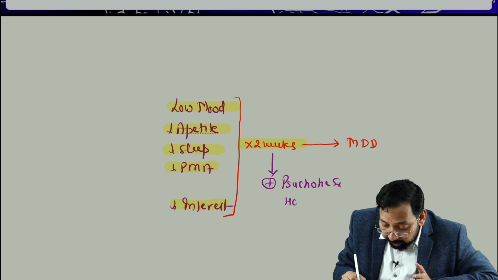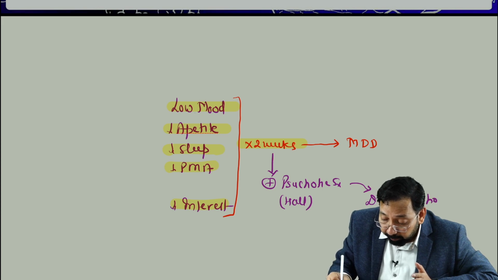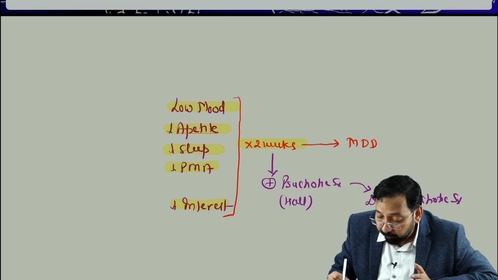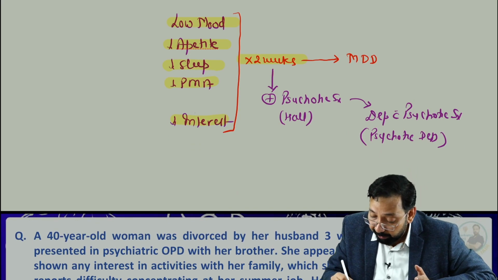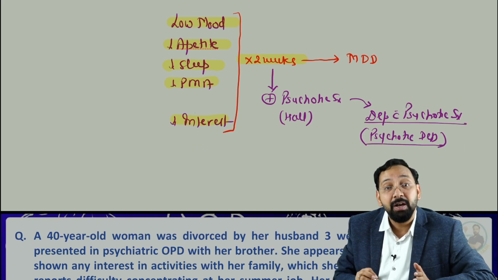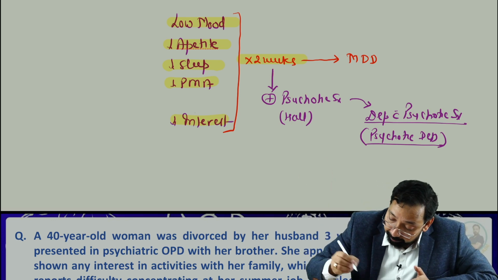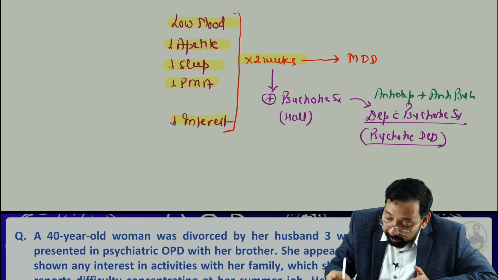Suppose hallucination. You will say the patient is having depression with psychotic symptoms, or psychotic depression. And you know the treatment is antidepressant and antipsychotic treatment. I write here: antidepressant plus antipsychotic. If not improved, then modified ECT, you all know.